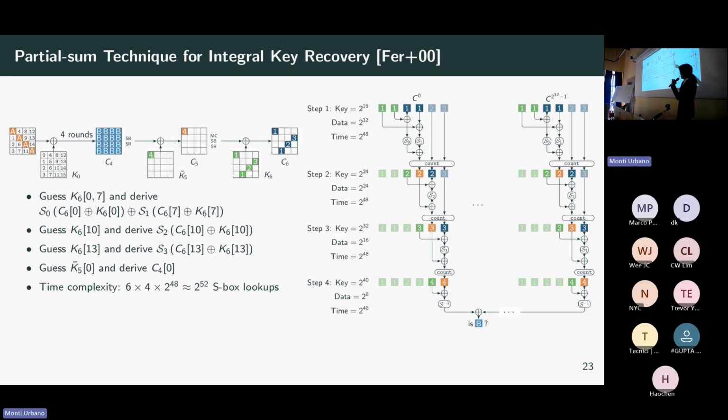The complexity of each step in this process, in this tree, is roughly 2 to the power of 48. So there are 4 steps. You have to repeat it 6 times. The time complexity is 2 to the power of 52 S-box evaluations. This is the partial sum technique. But how do we automate this complicated step-by-step strategy?